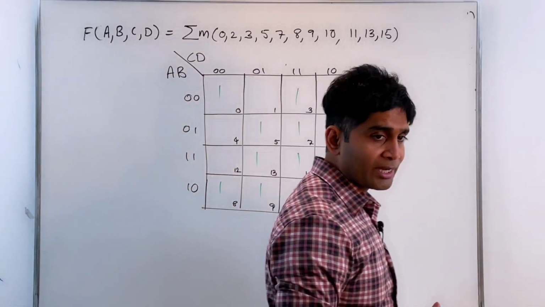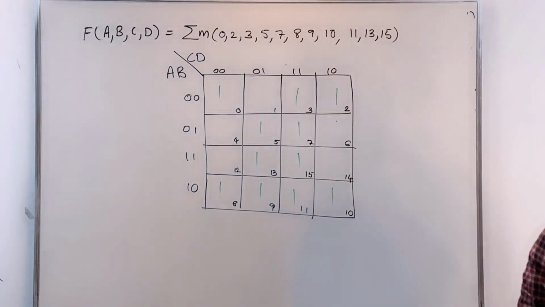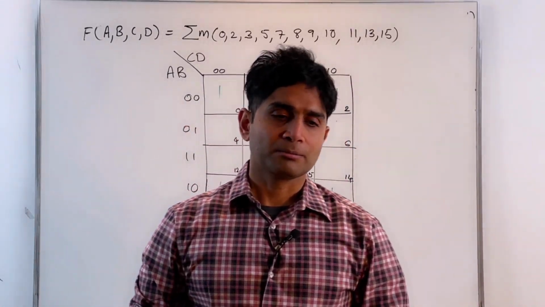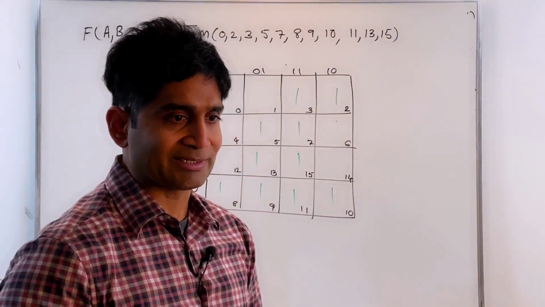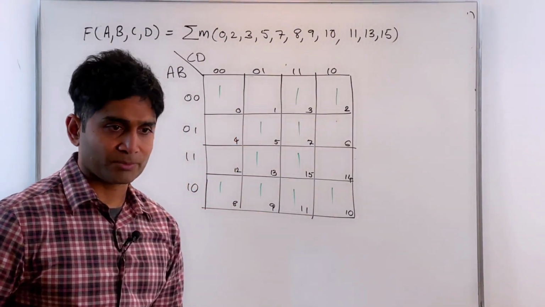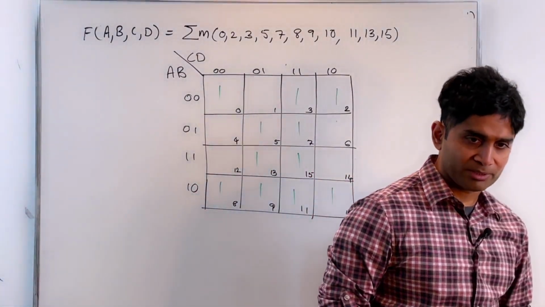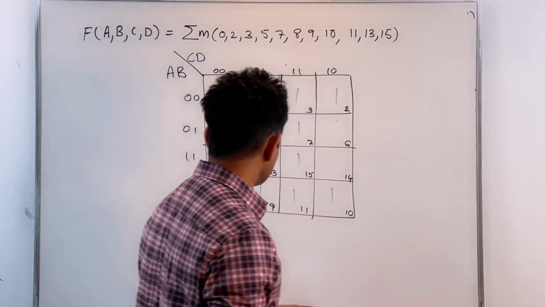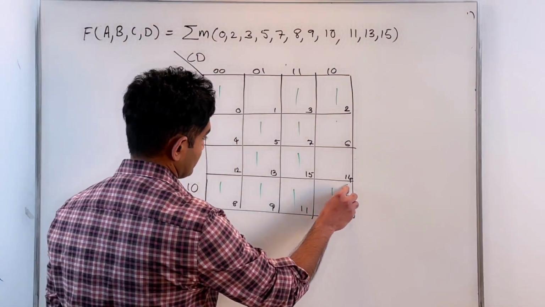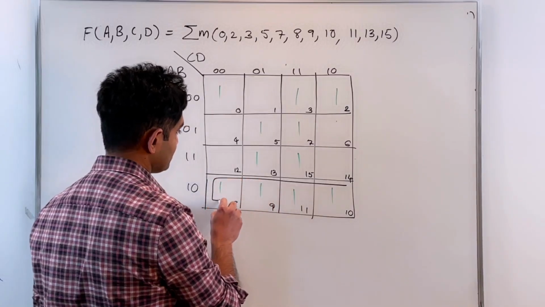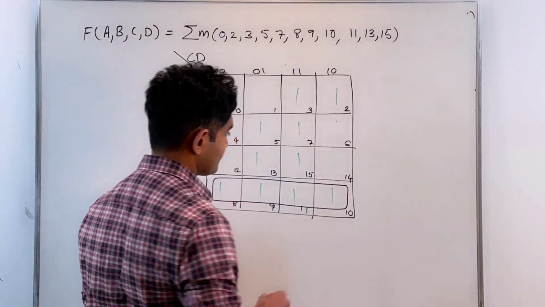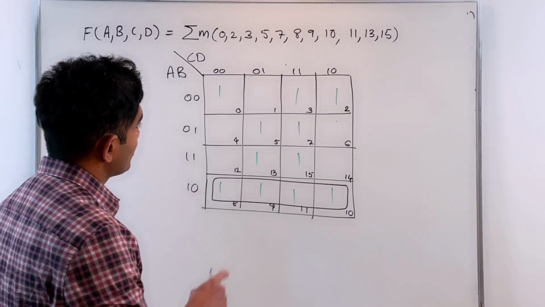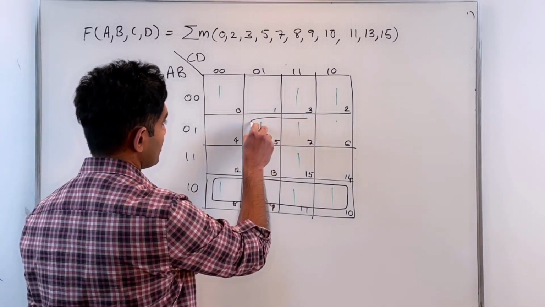And now I would like to look at all prime implicants. Could be essential, non-essential, doesn't matter. At this time, I would like to look at all possible prime implicants, the largest possible combination of adjacent ones. Any clues here? Do you see any adjacent ones, any combinations? 8, 9, 11, 10. Yeah, that's a combination of 4 adjacent cells. I can combine them. 5, 7, 13, 15. Absolutely. I can combine them.